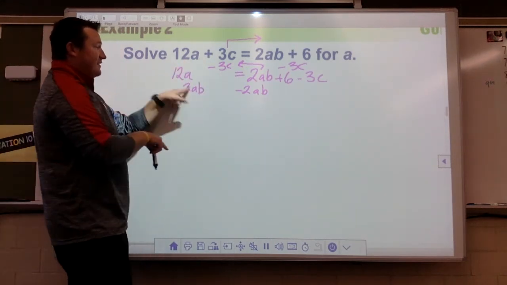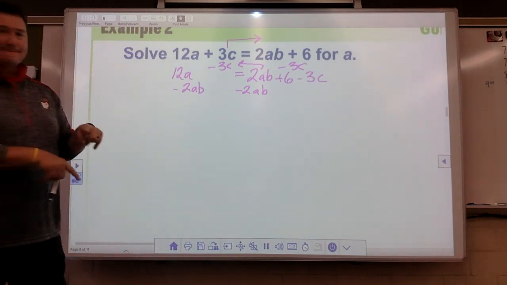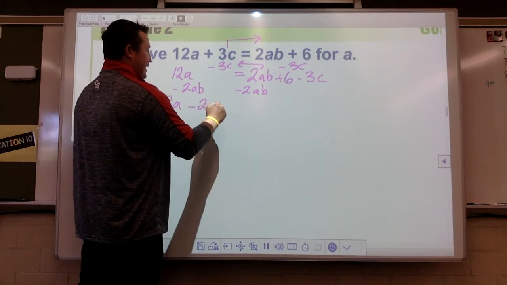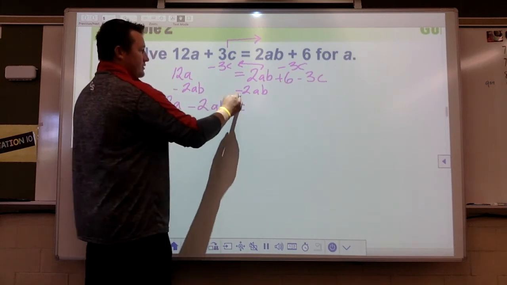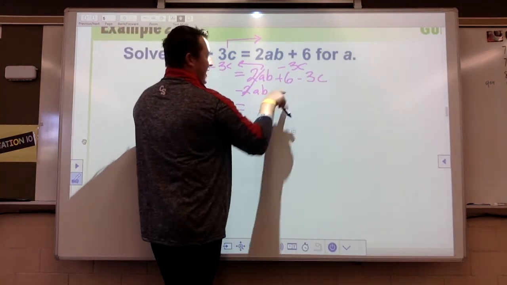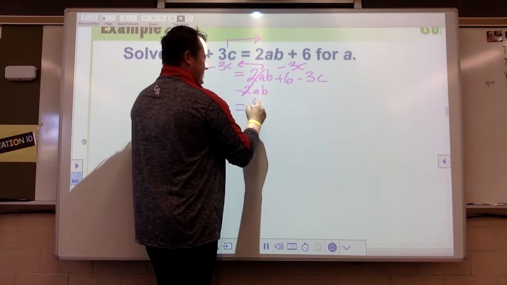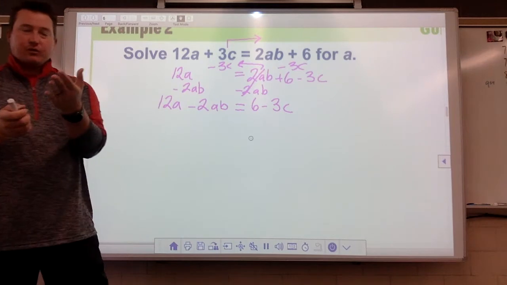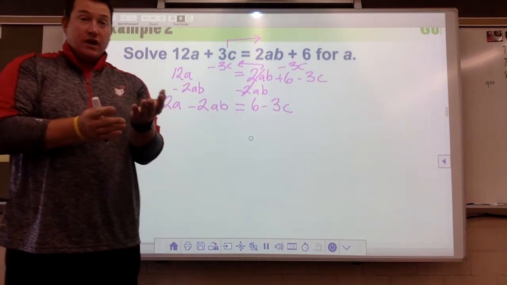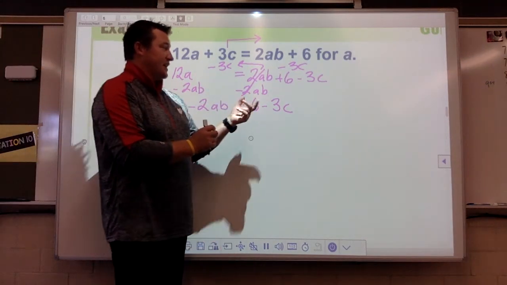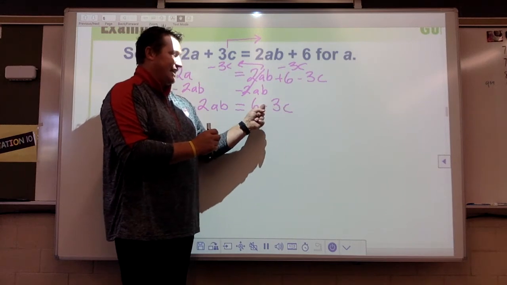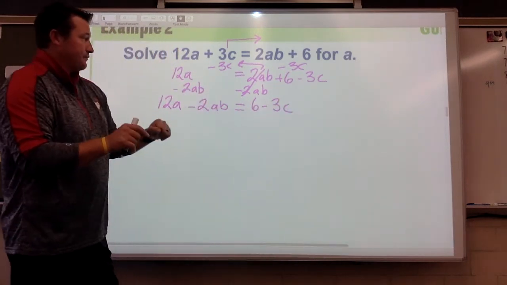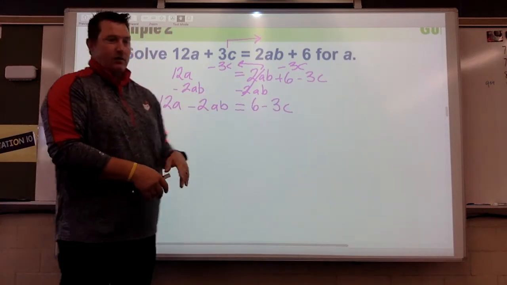Okay. Will these combine? I don't think so. 12A minus 2AB equals, that went away, we have this weird expression here, 6 minus 3C. Do you have to write the 6 first? No, but you have to keep the signs the same. You could also write this, guys, as negative 3C plus 6. That's fine. I don't really care about that order.